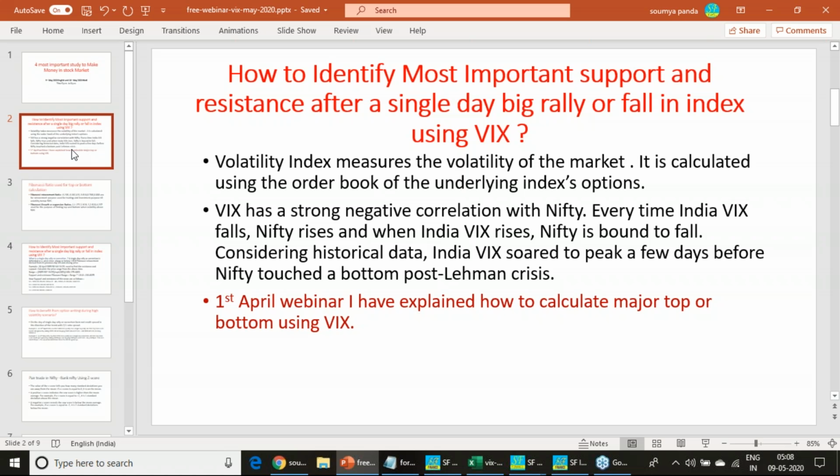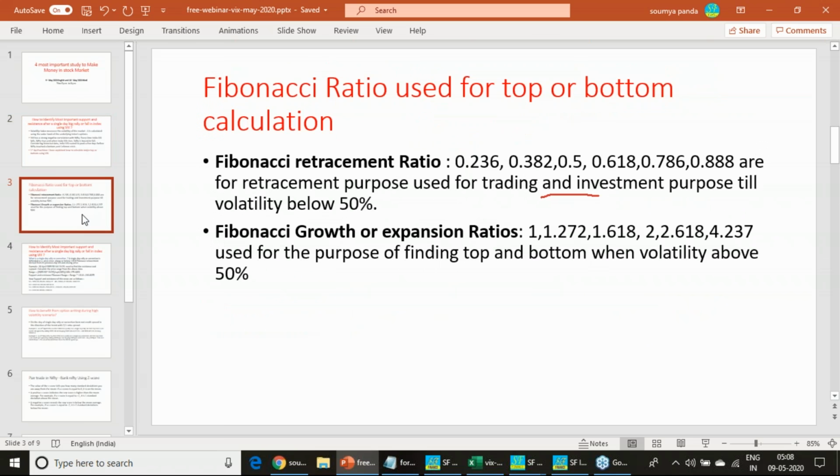So the volatility index represents the volatility of the market, and it is calculated in a very complex way using the index options. VIX is only available for the Nifty index. For the bank index you do not have a VIX, and for stocks you do not have a volatility index. It gives you an early signal of trend completion or trend change.